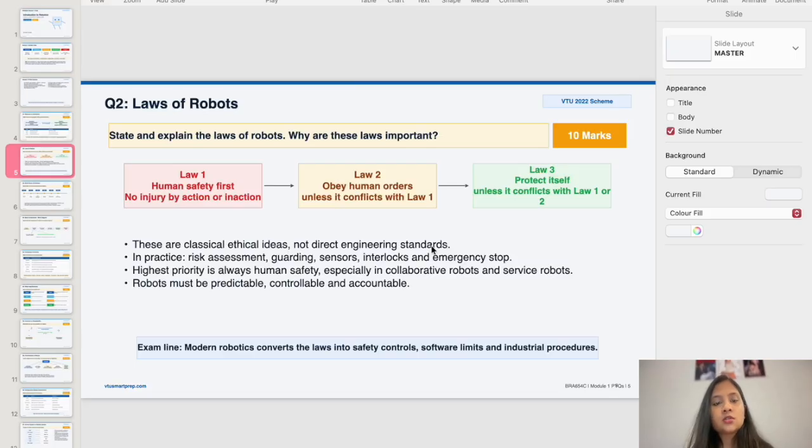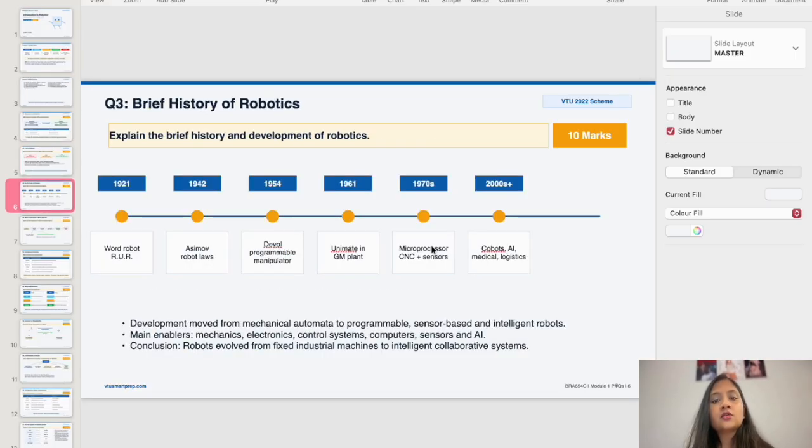So you just include these points, and the next question is the brief history of robotics. Explain the brief history and the development of robotics over the years, right? So how are you going to explain this?